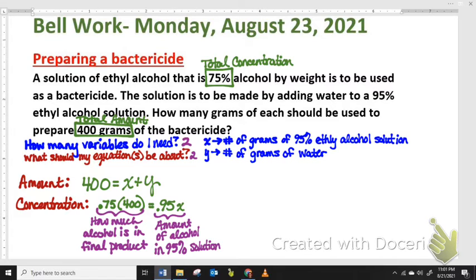What is the concentration of alcohol in water? 0. So I've got plus 0y. That's not just the 0 there, it's the 0y. Yep. Why did you put the x after 0.05? Because I'm going to multiply them together. I'll explain. Let me get this written down real quick, and then I'll absolutely dig into that.